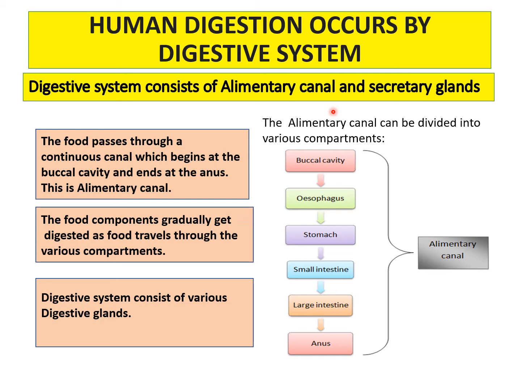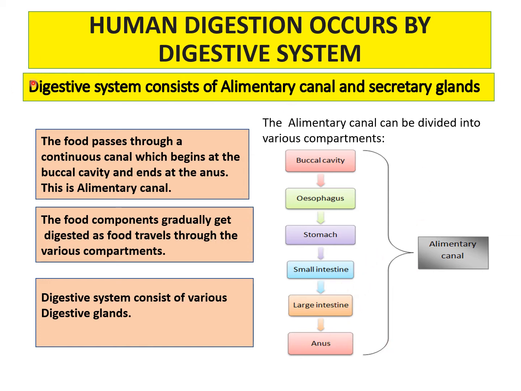Now, what is the alimentary canal? The food passes through a continuous canal which begins at the buccal cavity and ends at the anus. This is known as the alimentary canal, and these are its various components. The food passes from one component to another and gets digested. The components of the alimentary canal include the buccal cavity, esophagus, stomach, small intestine, large intestine, and the anus.